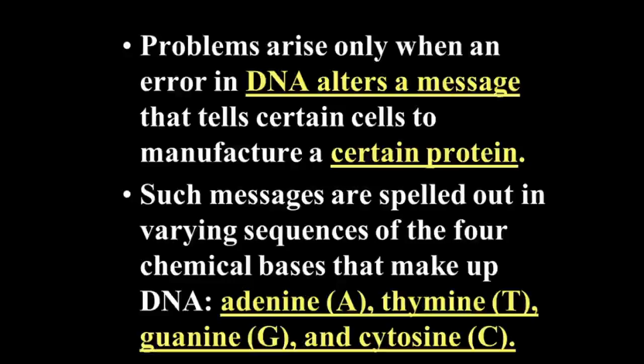Such messages are spelled out in varying sequences of 4 chemical bases that make up DNA. It means those nitrogenous bases, that is adenine, thymine, guanine and cytosine, that is purines and pyrimidines, change the message when the DNA is altered.